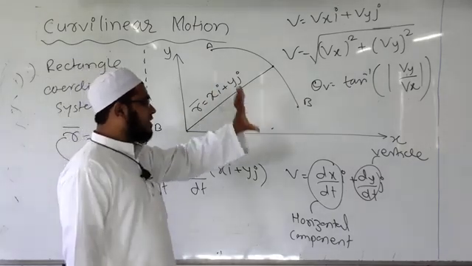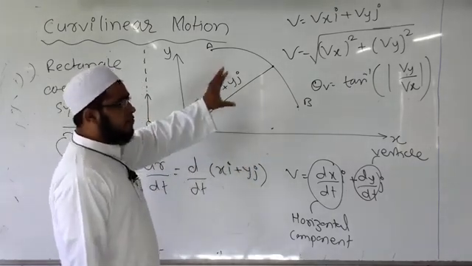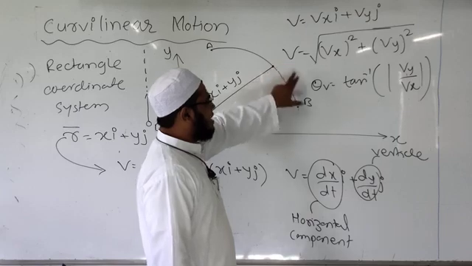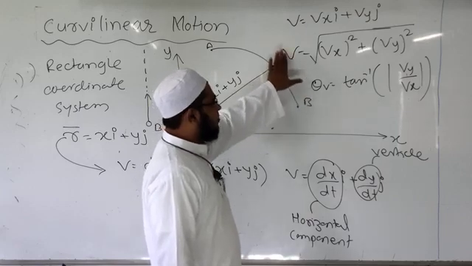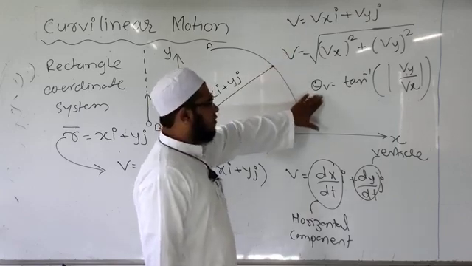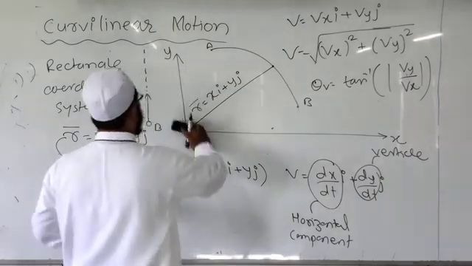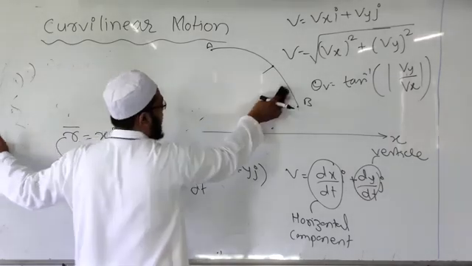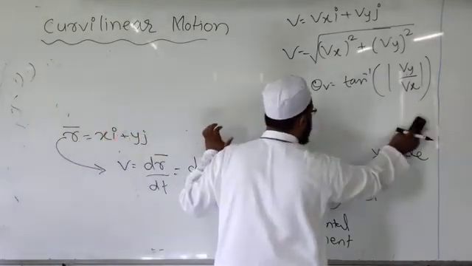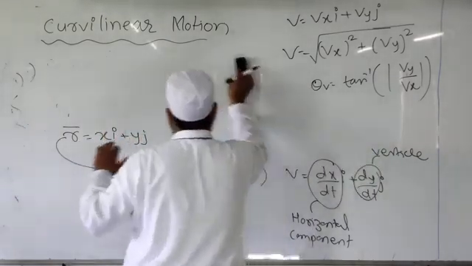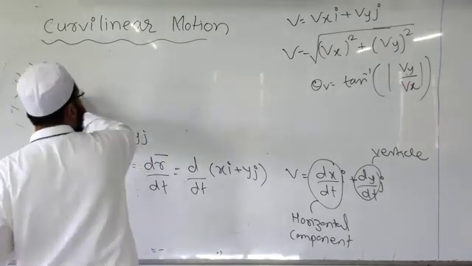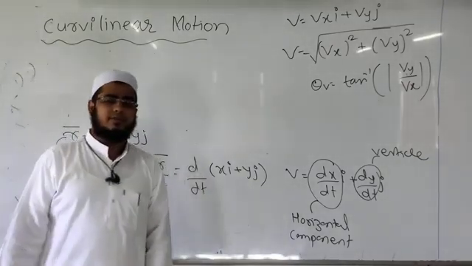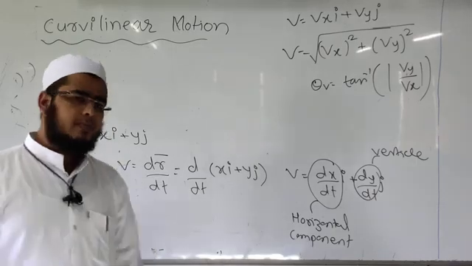So with the help of this, we can find the direction of the velocity as well as the magnitude. Direction we will get from the formula theta v equal to tan inverse mod of vy divided by vx, and magnitude we will get from v equal to root of vx square plus vy square.